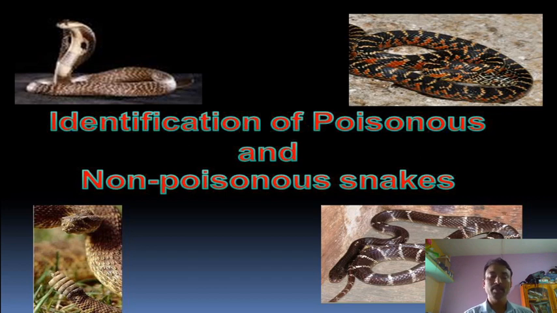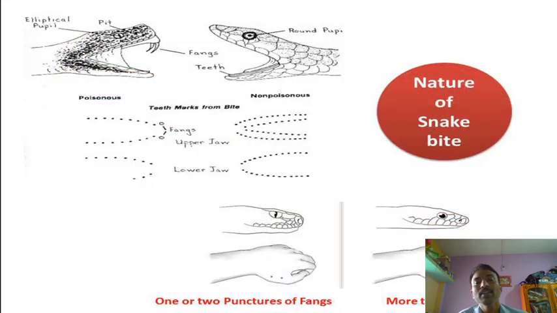Now after observing the different types of poisonous, non-poisonous, and semi-poisonous snakes, we come to the main important point: how to identify poisonous and non-poisonous snakes. There are 5 to 6 ways we can identify them. The first is the nature of the snake bite, how the snake bites, and from the bite, how we identify the bite of a poisonous and non-poisonous snake.